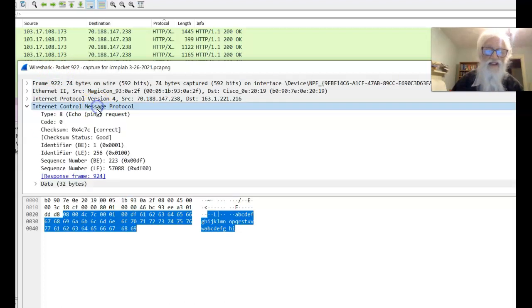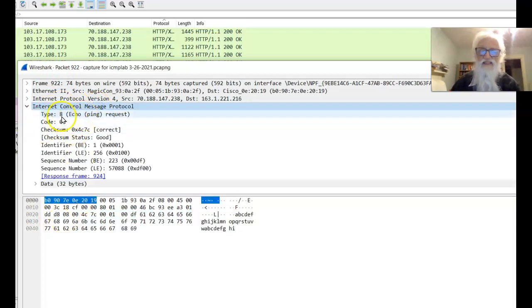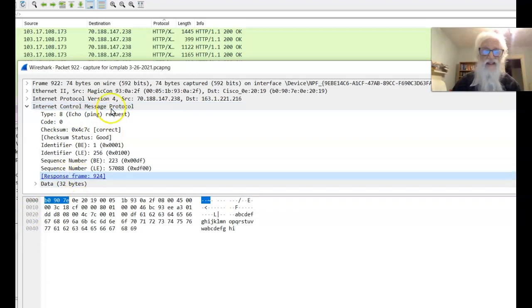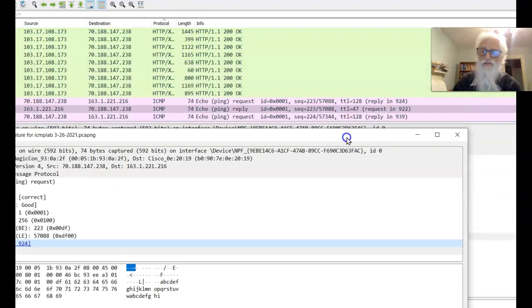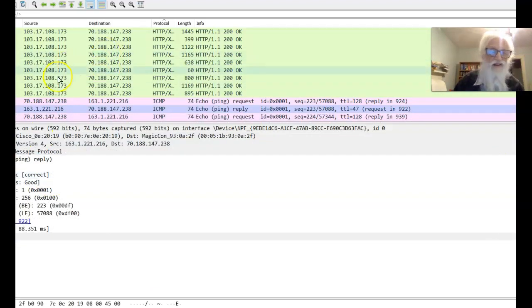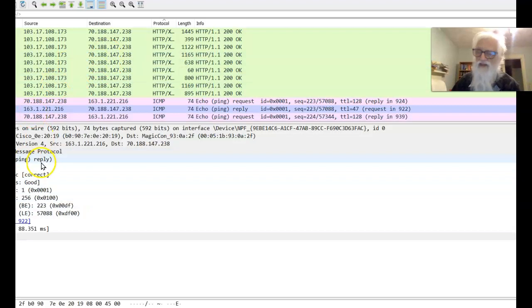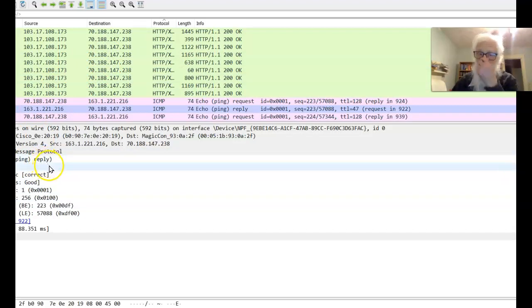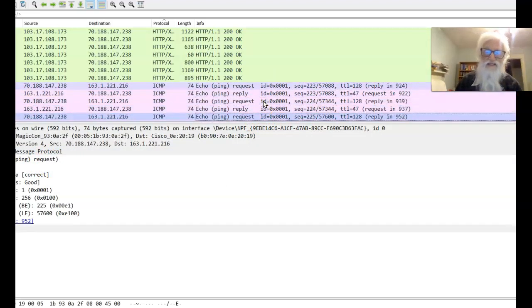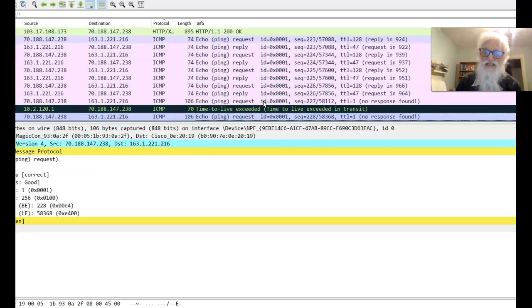And it has a set of types. Type 8 is an echo ping request. And the response is in 924, which I just brought up there. And it tells you it's a type 0 echo ping reply. So ping uses that. Now there's also another use of the ICMP that's easy to see.